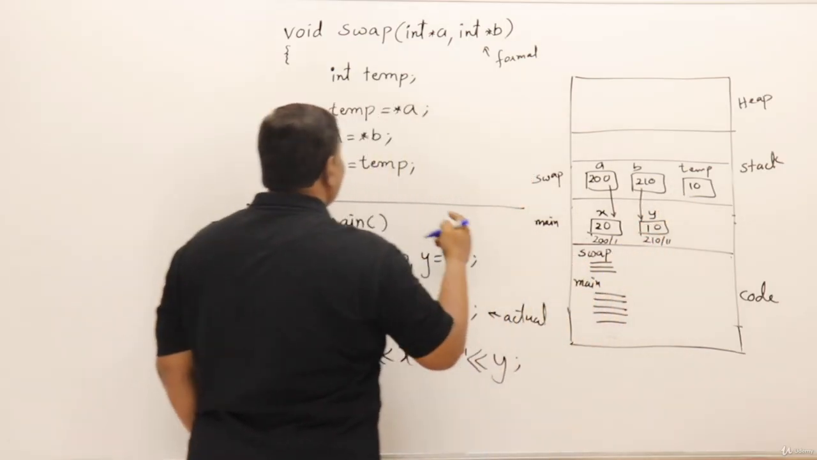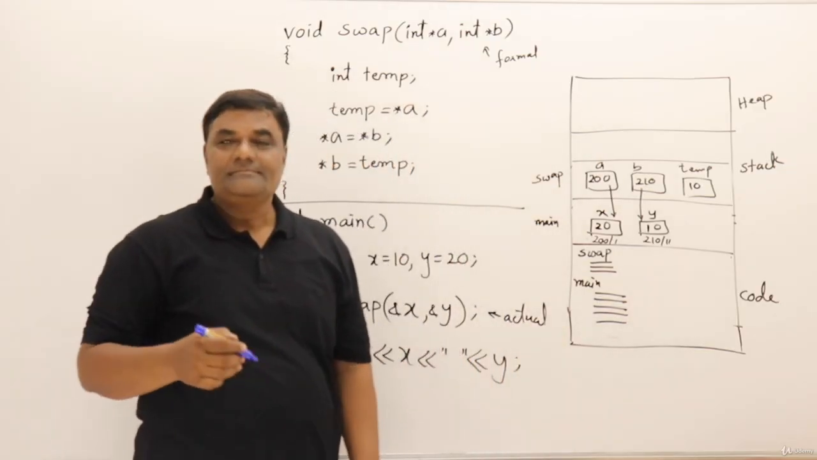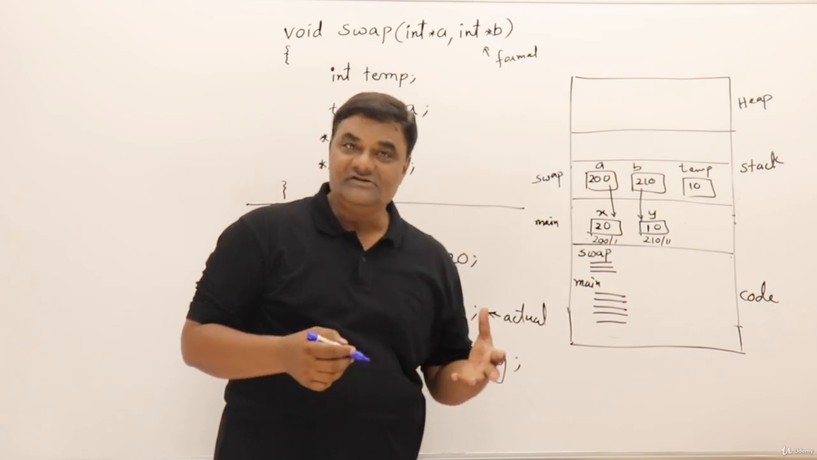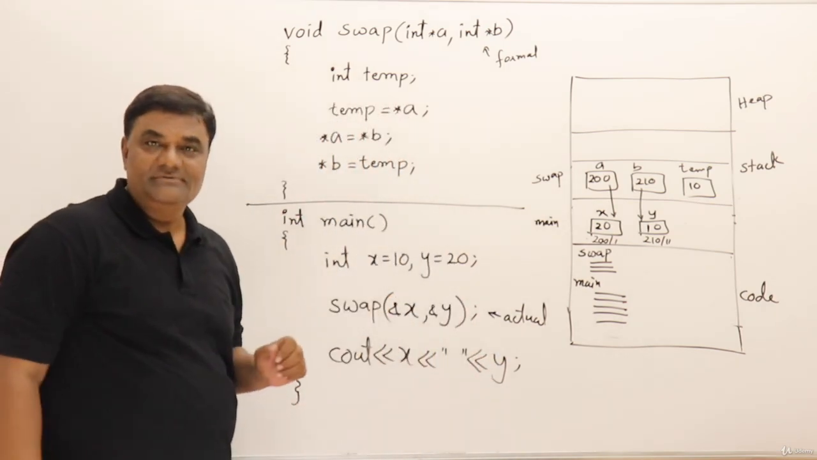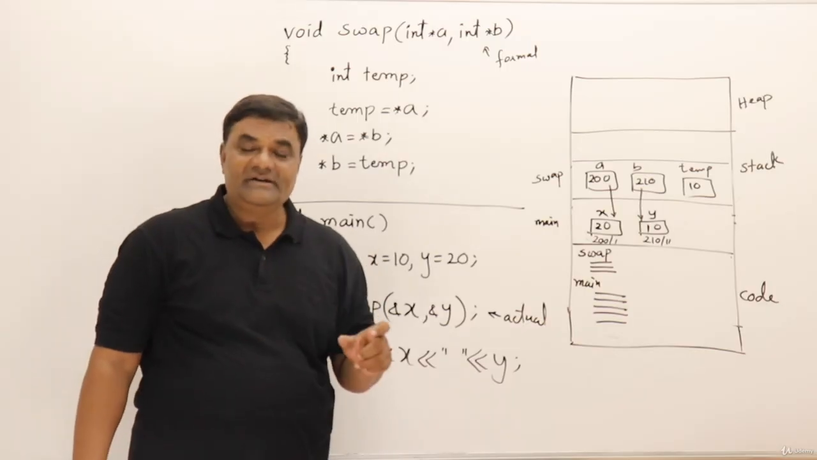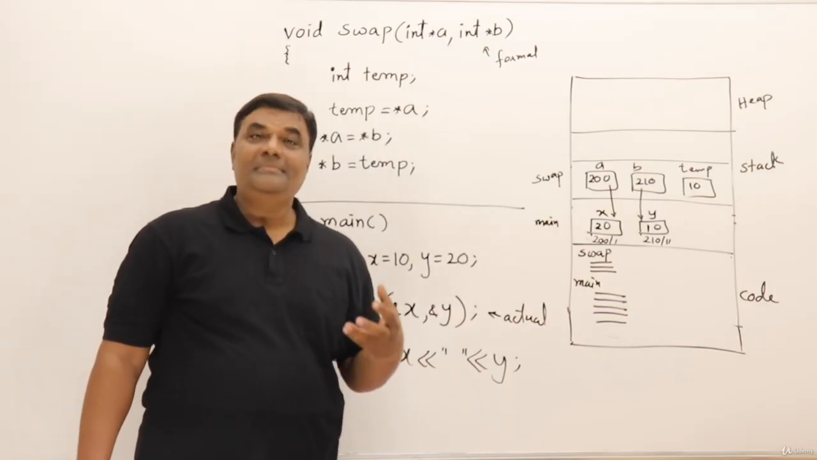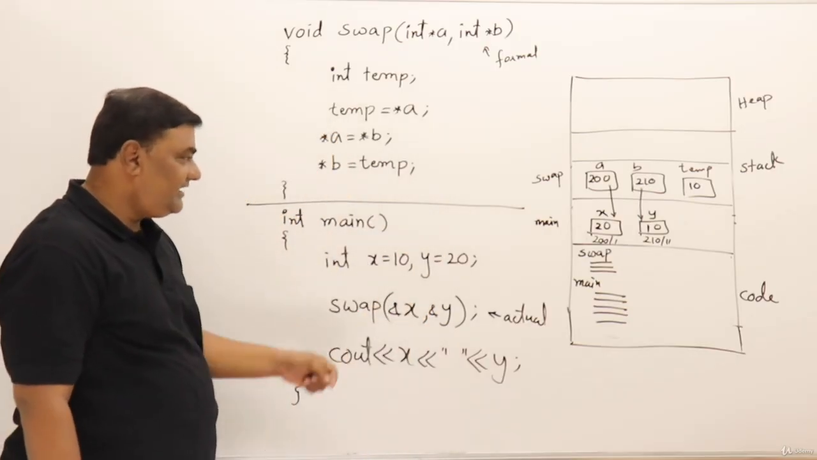So you can see that this function is accessing the variables of the main function. Yes, we know that one function cannot access the variables of another function, but it is possible through pointers. Through pointers it is possible. So this is called the call by address mechanism. So a pointer gives a function the power to access the variables of the calling function. So that function is accessing X and Y.